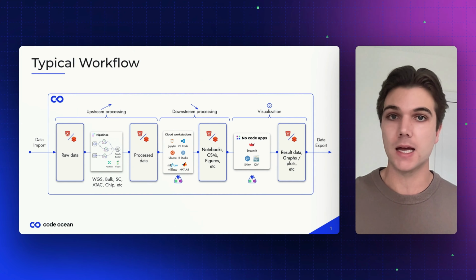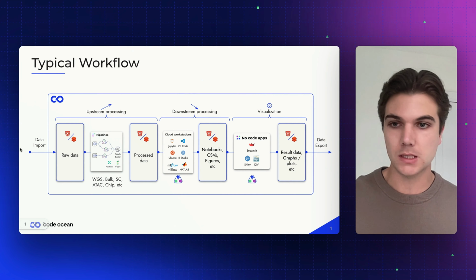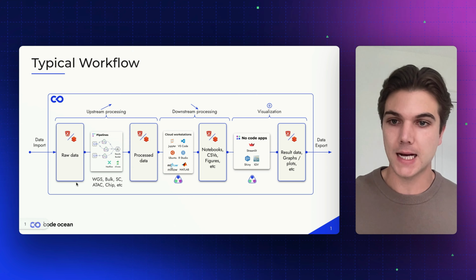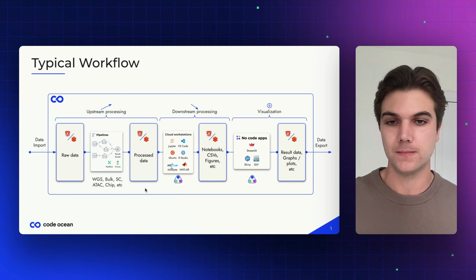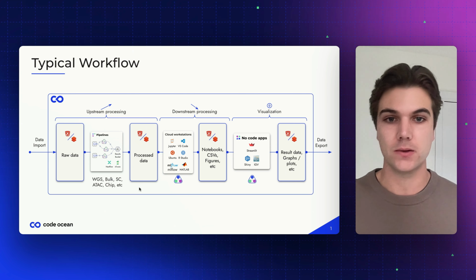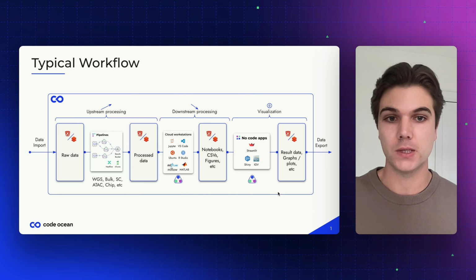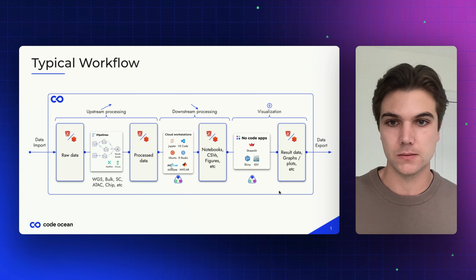So a typical end-to-end computational workflow in CodeOcean looks something like this, where you have raw data that's collected maybe off a sequencing system or a scanner and pushed to S3. Then you create a data asset for that data in CodeOcean and process it using some standardized pipeline. That processed data is then shared with others for downstream analysis, maybe in their preferred cloud workstation, or through visualization in their favorite no-code application.